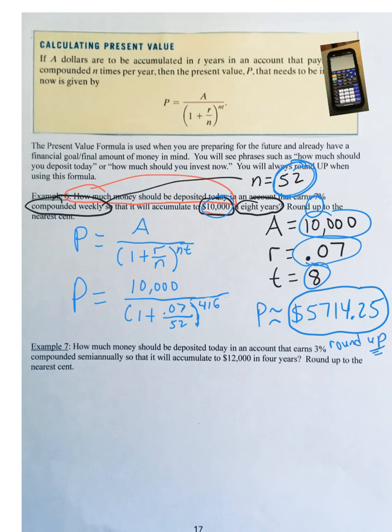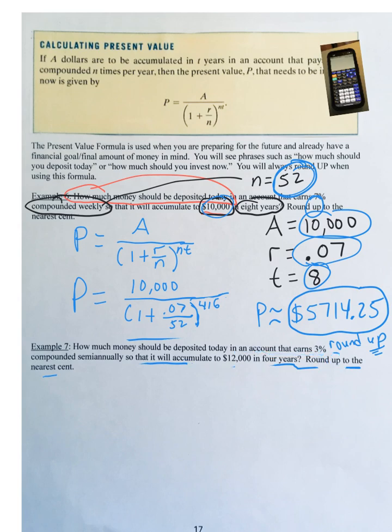Trying one more, I'm looking at example 7. How much money should be deposited today? So already with that phrasing, I know it's another present value formula in an account that earns 3% compounded semi-annually so that it'll accumulate to $12,000 in 4 years. Round up to the nearest cent.